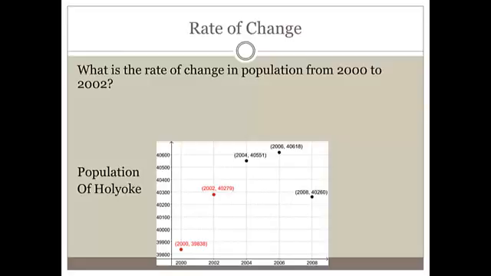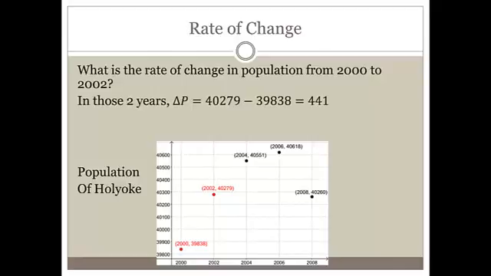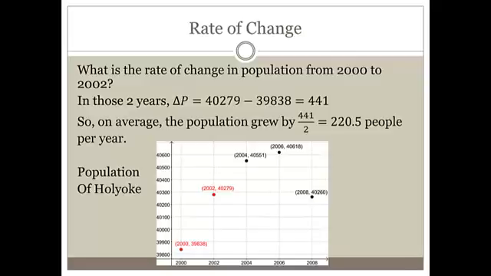Can we find what the rate of change in population is from 2000 to 2002? In those 2 years, the change in population, or delta P, is 441. In other words, the population of Holyoke grew by 441 people. So, on average, the population grew by 220.5 people per year. We calculate this by taking the total change in population divided by the number of years that population grew.